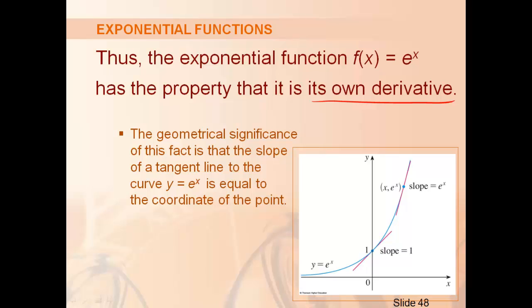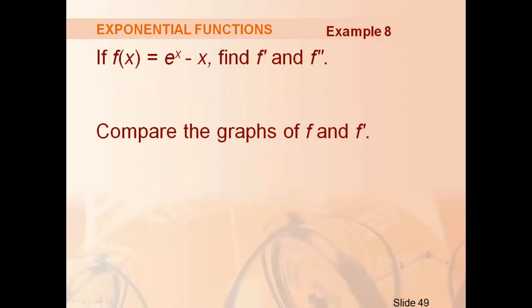So the geometrical significance of that fact is the slope of the tangent line to the curve y equal e to the x is equal to the y-coordinate of that point. So the slope of e to the x is equal to e to the x. If f of x equals e to the x minus x, find the first derivative and the second derivative. And then compare the graphs of f and f prime.